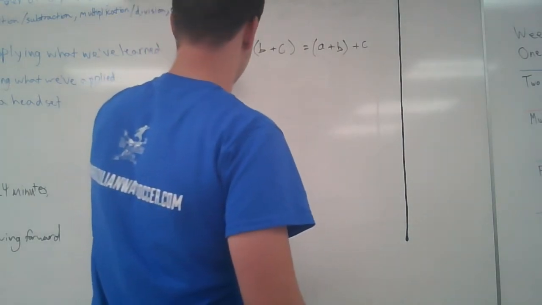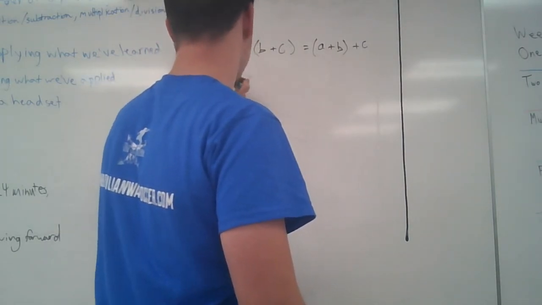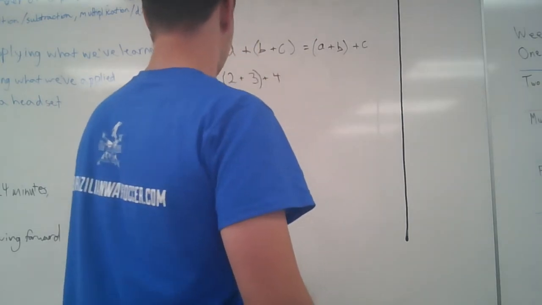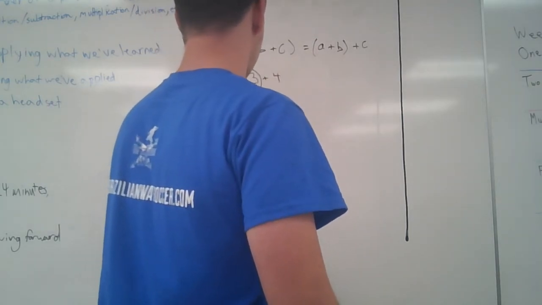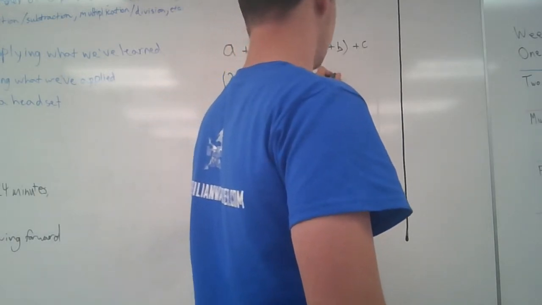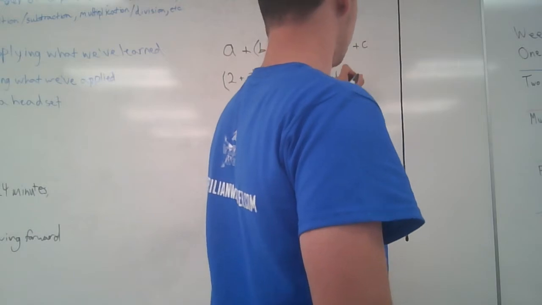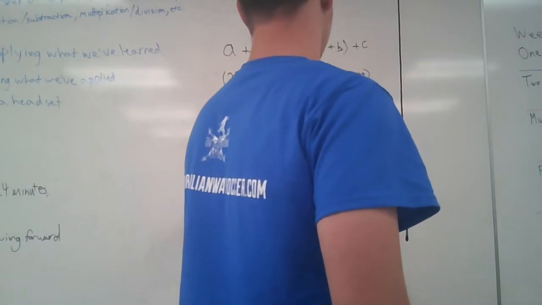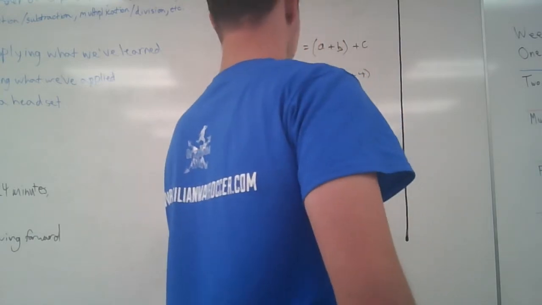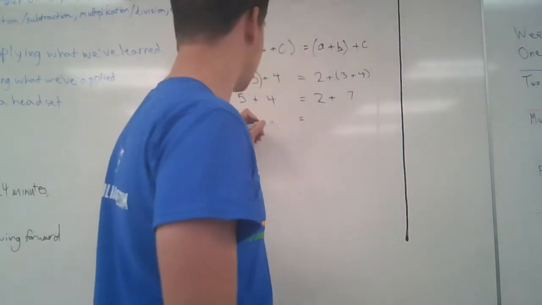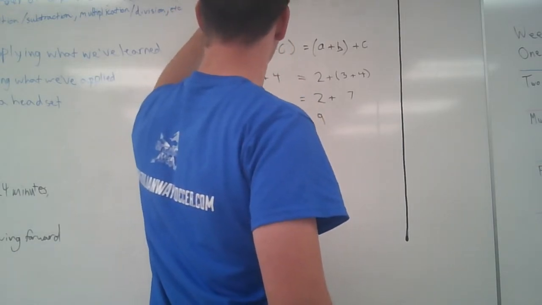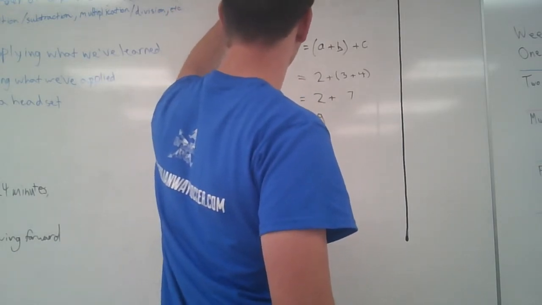So that means like (2 + 3) + 4. If you group it this way, it becomes 5 + 4, which is the same as 2 + (3 + 4), which is equal to 2 + 7. And if you actually do out the math, you get 9 is equal to 9. Associative.